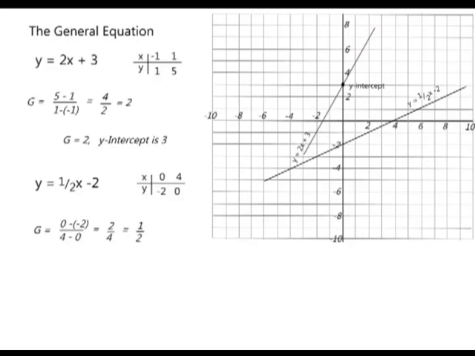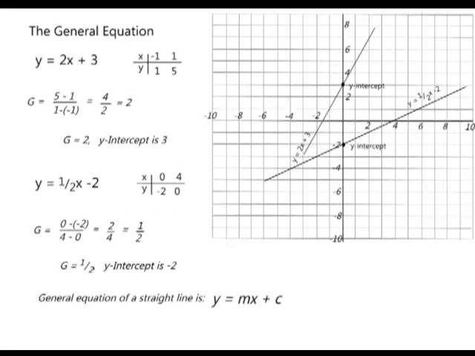Again, the graph cuts the y-axis at the point (0, -2). And so the line y is equal to a half x minus 2 has a gradient of 1 over 2 and y-intercept is minus 2. In general, the equation of a straight line is given as y is equal to mx plus c, where m is the gradient and c is the y-intercept. All equations of straight lines can be written in this form, where m and c are known.